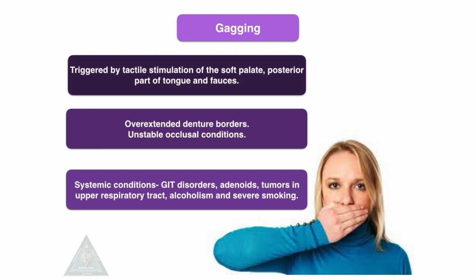Gagging is a normal physiological reflex. It's triggered by tactile stimulation of the soft palate and the posterior part of tongue and fauces, mainly due to overextended denture borders and unstable occlusal conditions. Other systemic conditions which cause gagging include GIT disorders, adenoids, alcoholism, and severe smoking.